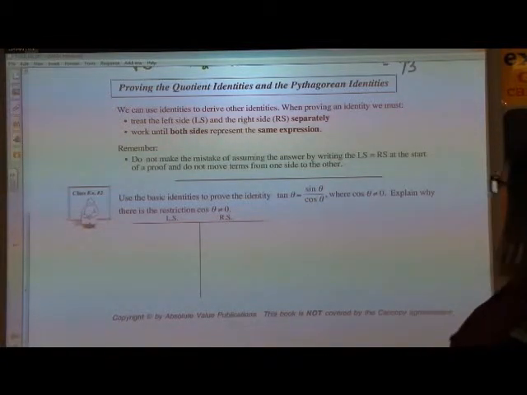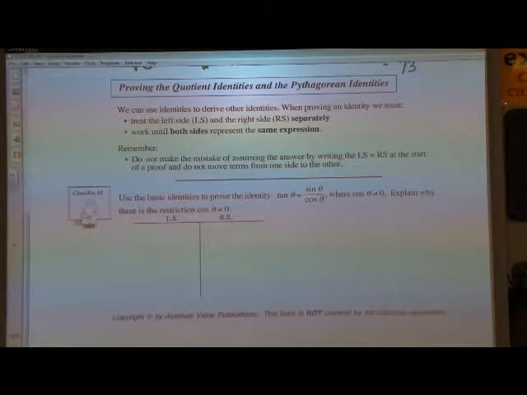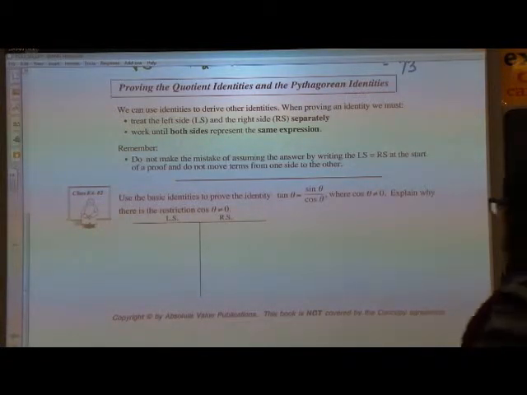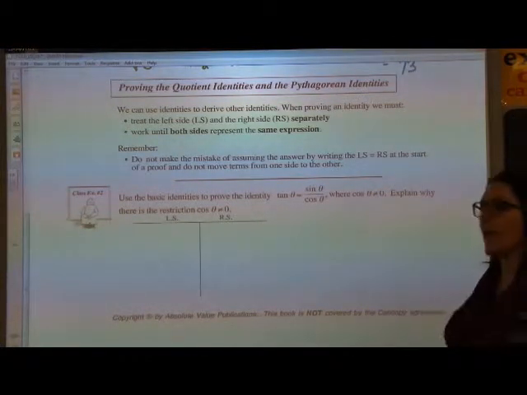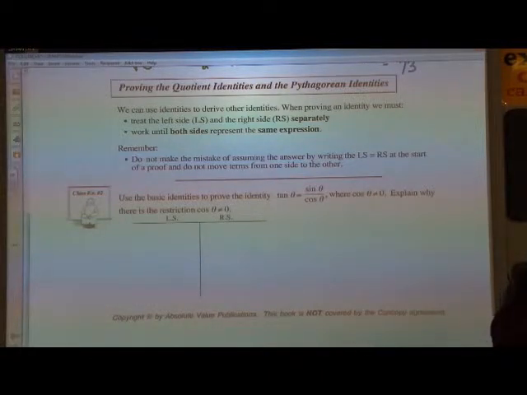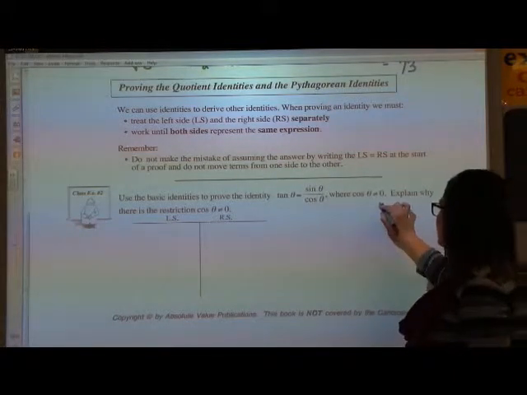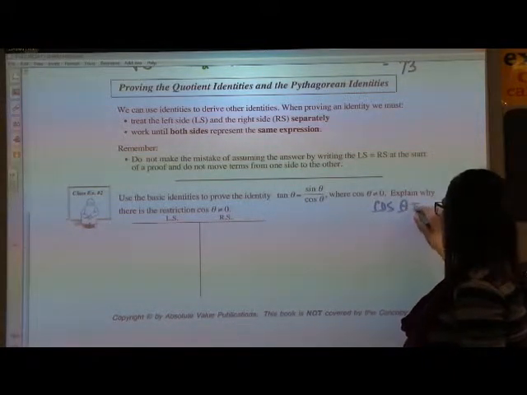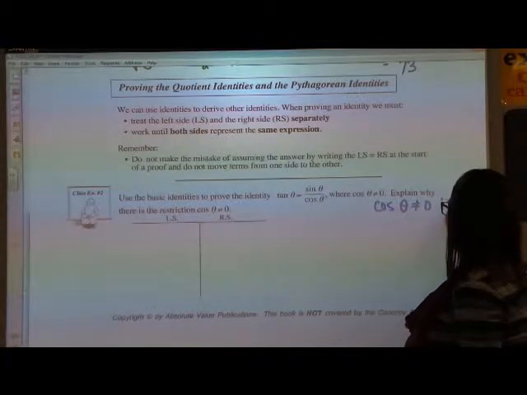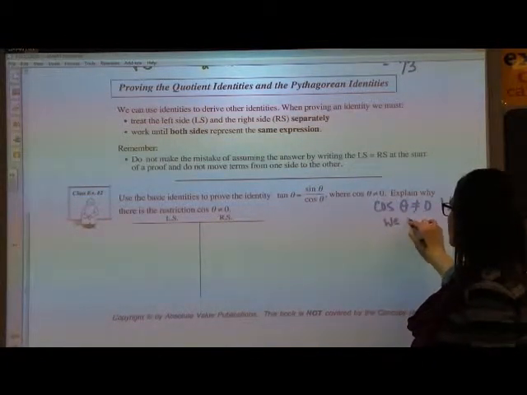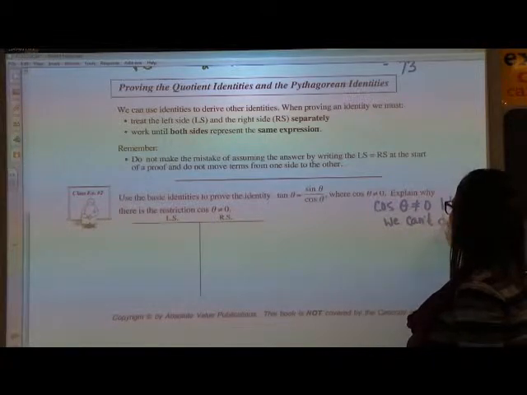So it says, use the basic identity to prove that tan theta equals sine theta over cos theta, where cos theta cannot equal 0. Why do I have the restriction that cos theta cannot equal 0? You can't divide by 0. Right. So cos theta can't equal 0 because we can't divide by 0.